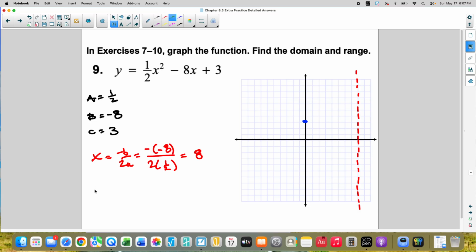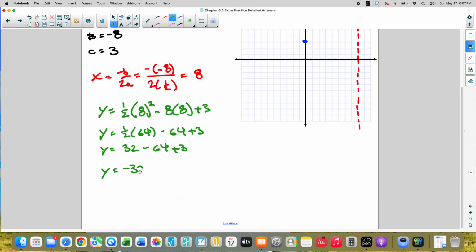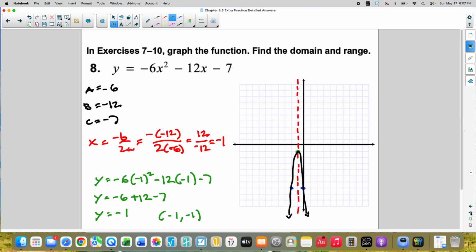Okay, but my vertex is going to be y equals 1/2 times 8 squared, yuck, minus 8 times 8 plus 3, which is 1/2 of 64 minus 64 plus 3. That's going to be y equals 32 minus 64 plus 3, negative 32 plus 3, y equals negative 29, so 8, negative 29, way down here. Okay, so I don't know if I drew the graphs. Did I draw? Yeah, I drew them.